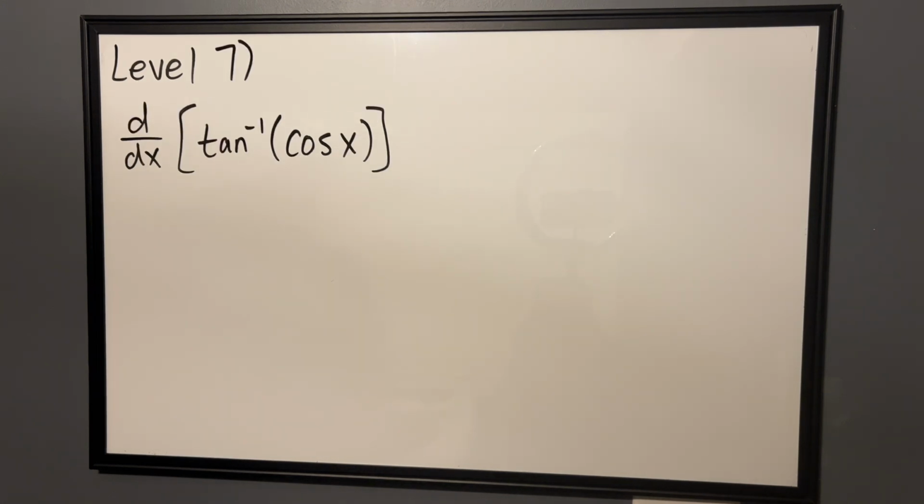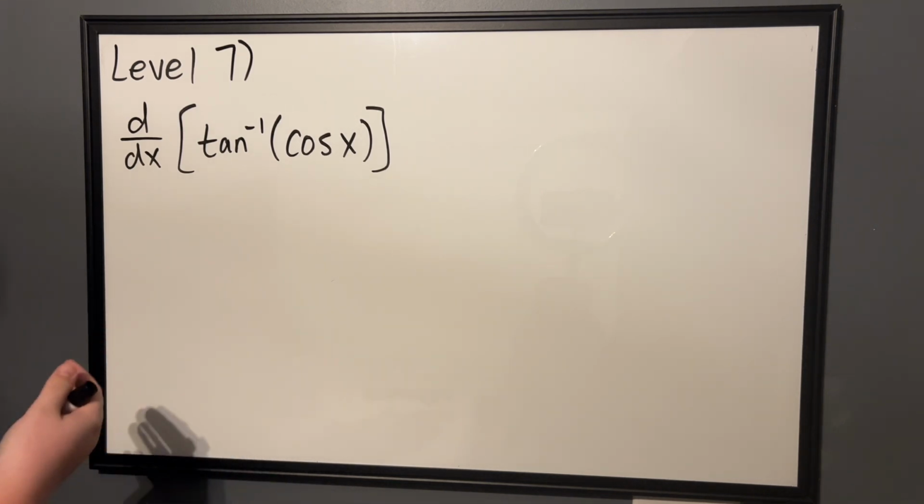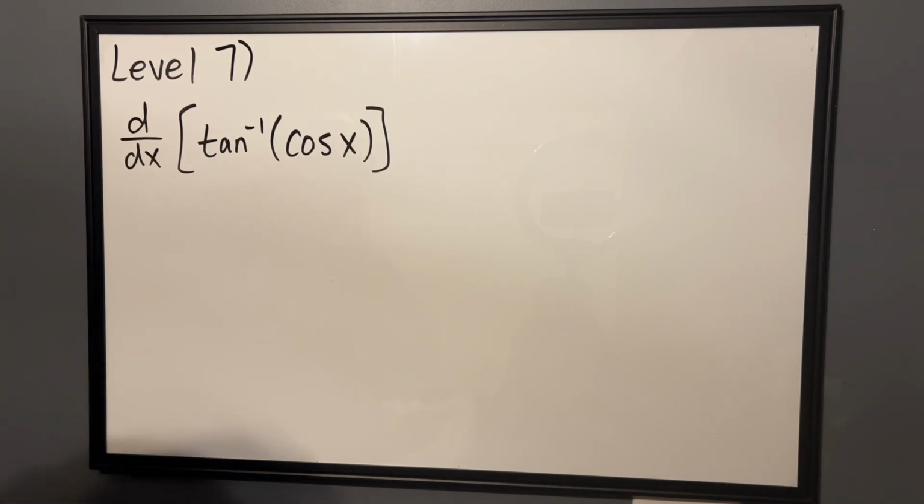Okay, so here we have the derivative of tangent inverse of cosine x. So this is our level 7 question. And if you're very good at inverse tangent or very good at your inverse trig derivatives, you're going to think that this is rated too high. However, a lot of students, including myself, never got taught inverse tangent in their classes, especially the derivatives of it. So I never learned inverse trig derivatives, so I think it's very important that we know these, and they are pretty hard to memorize.